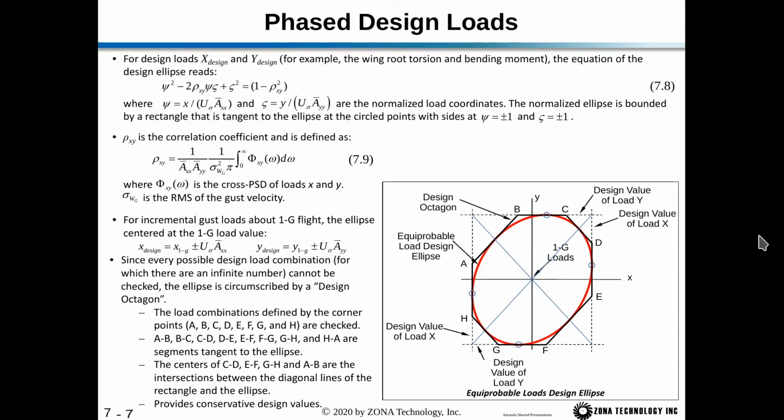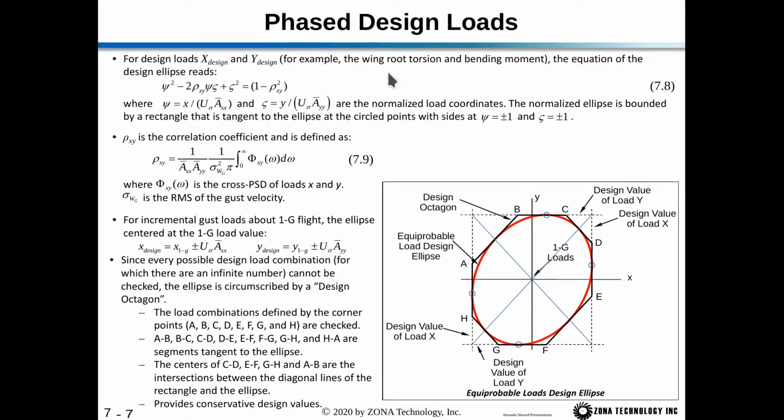Next we'll look at the phased design loads. Now for design loads x design and y design, for example wing root torsion and bending moment, the equation of the design ellipse is given here. So we have psi squared minus 2 rho xy times psi times sigma plus sigma squared is 1 minus rho xy squared. So this psi is x over U sigma times A bar xx, and sigma is y over U sigma times A bar yy. These are the normalized load coordinates.